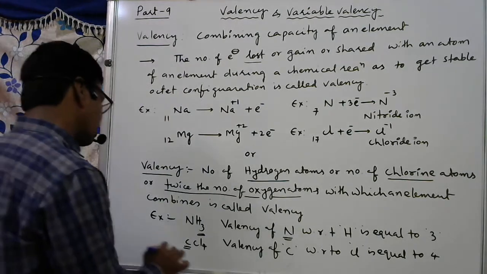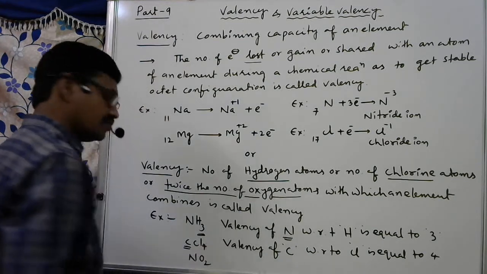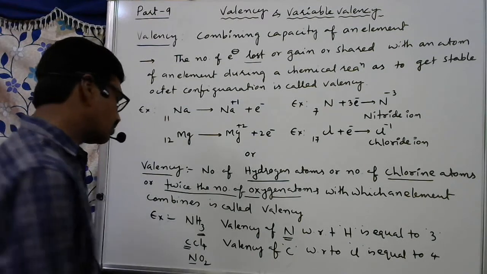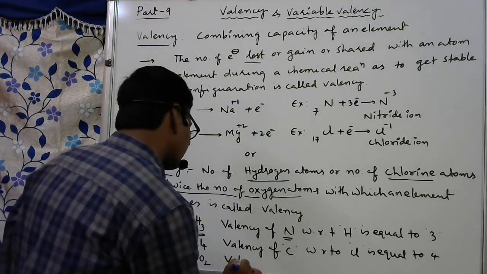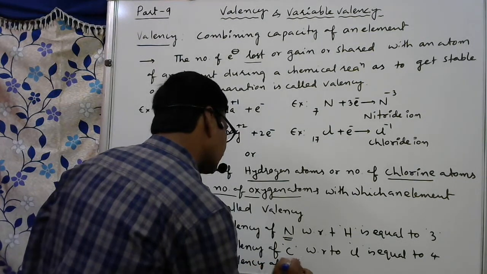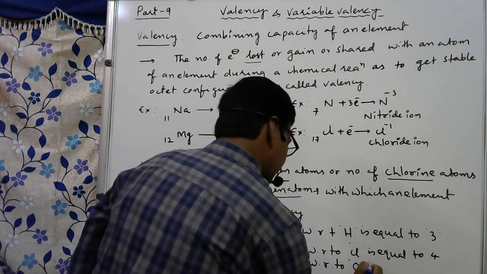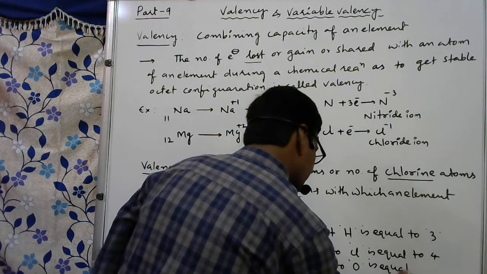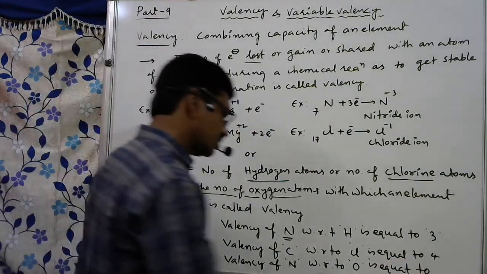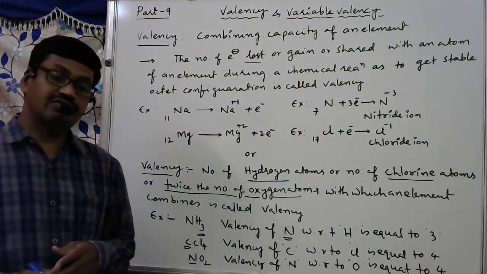For example, here I am taking one more example, NO2, nitrogen dioxide. Here the valency of nitrogen with respect to oxygen is equal to how much? It is equal to twice the number of oxygens. Twice the number of oxygens means we can say here it is 4. It is equal to 4. Like this, we have different examples.